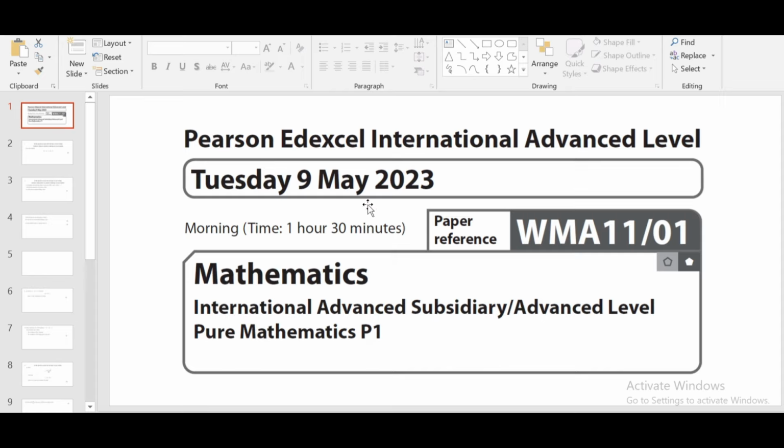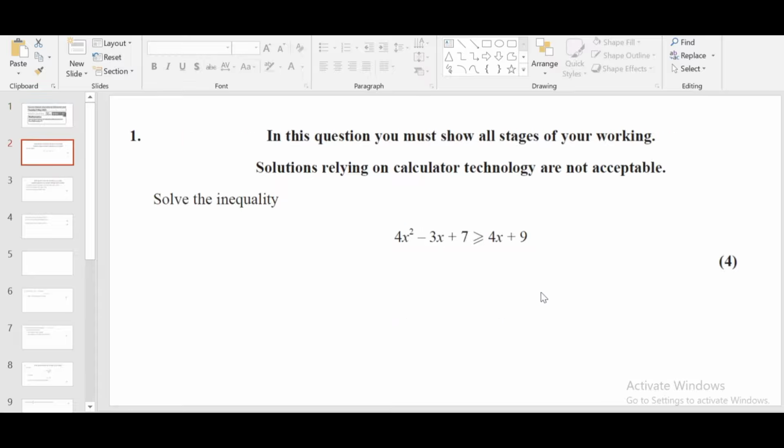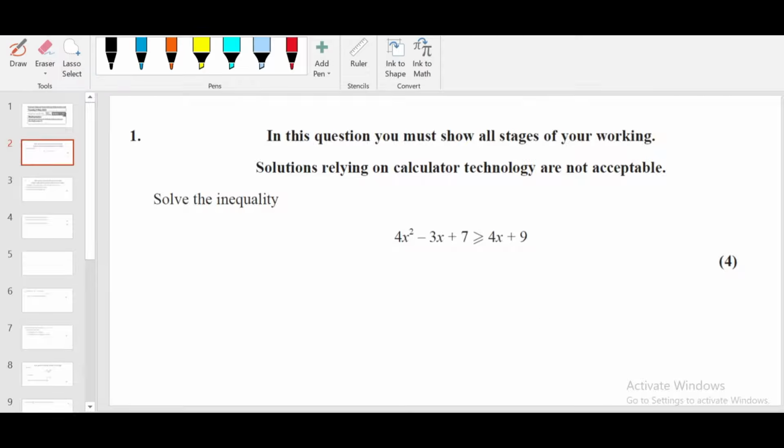Okay, in this video we are going to solve the Pure Math 1 May 2023 paper. Let's go to question number 1. Question number 1 is inequality. This is from P1 chapter 3. There is a subtopic called quadratic inequality.